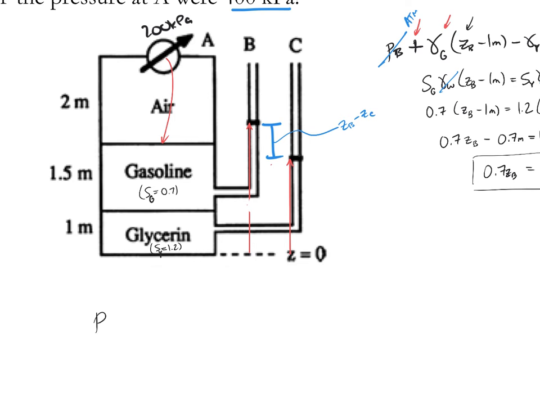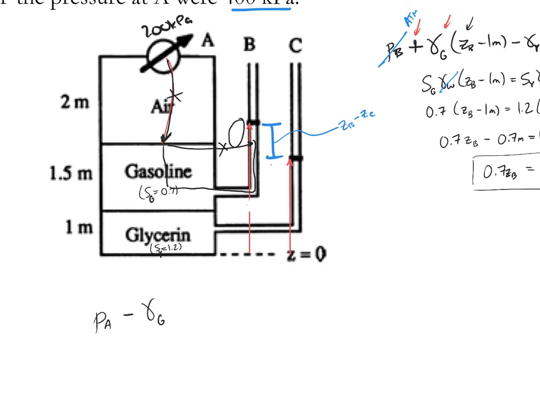So we're going to start at A, PA. Moving downwards through the air, we're not interested in that. It doesn't matter because air is so light. Now we're going to move into the gasoline. We're going to go down in the gasoline, but then we're going to end up coming back up in the gasoline. So basically, we're moving sideways in the gasoline, so we don't worry about that either. This is the only bit that we're worried about. So we're going to go upwards in the gasoline, gamma gasoline.